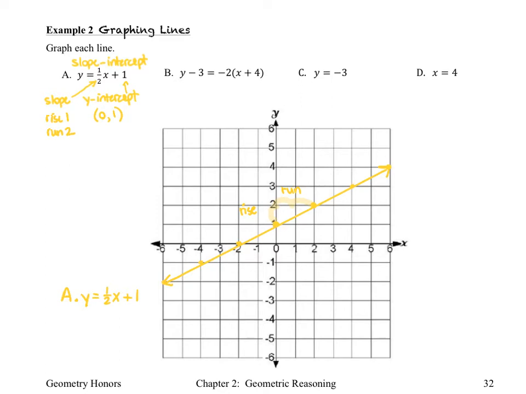Let's look at question B. We see that B is given to us in point-slope form. And point-slope form looks like y minus y1 is equal to m times x minus x1.